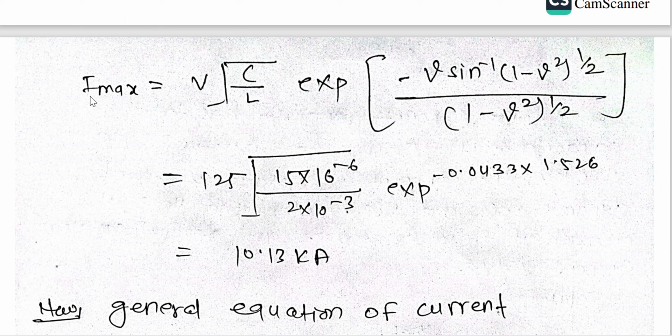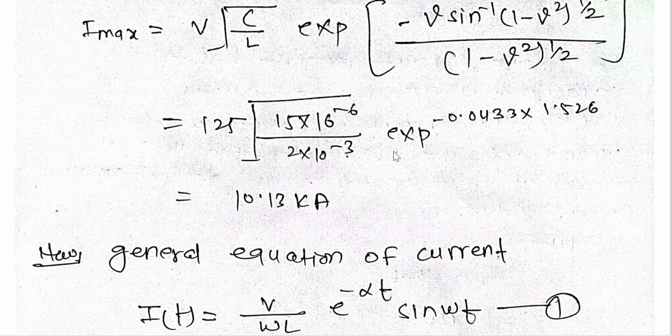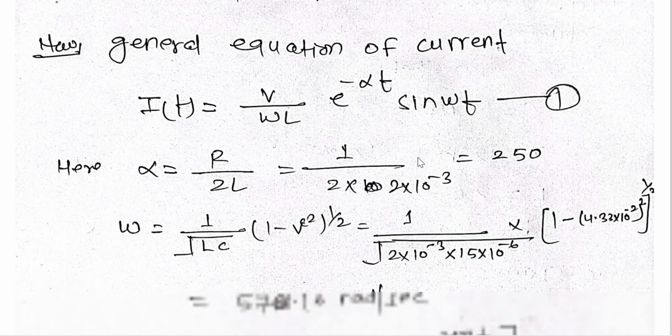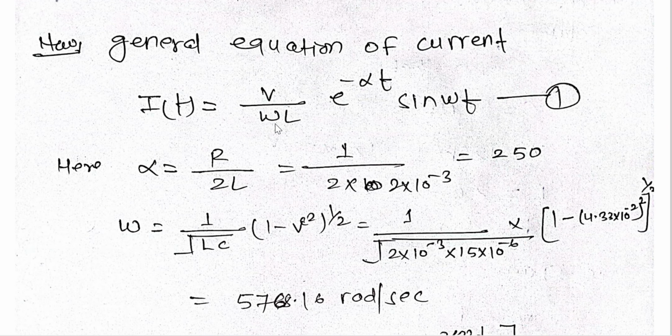Similarly, the maximum value of current is V upon 1 upon c, and the exponential of this, we have already found the value of. So putting this value, we can get 10.13 kilo ampere, and the general equation of current is equal to V upon omega L e to the power minus alpha t sin omega t.